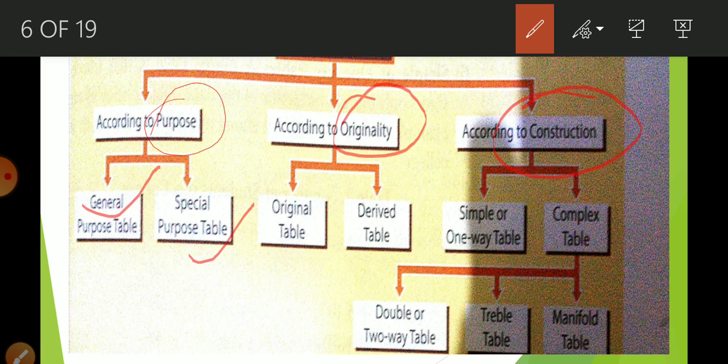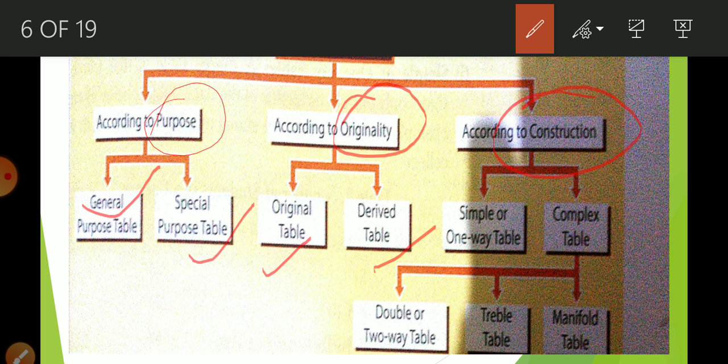Next is on the basis of originality. If you are going to decide the type of table on the basis of originality, it is of two types: original and derived. Original means when data are tabulated as they are collected. Whatever way you collected it, tabulate it the same way. Now what is a derived table? When you first convert data into percentages and ratios and then represent them, this is considered a derived table. Like a subdivided bar diagram, these are examples.